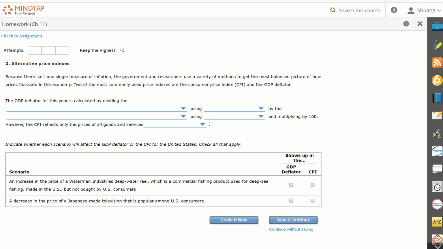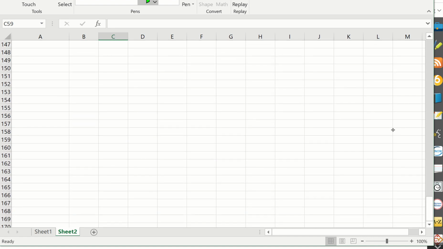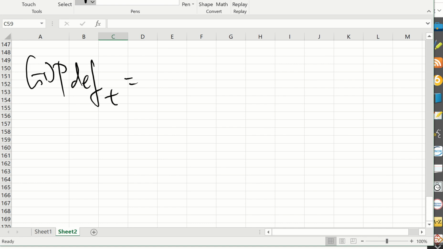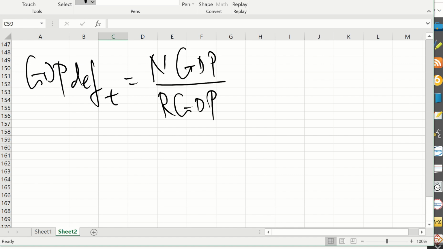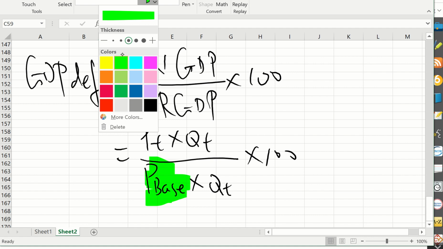Now, just a little review from what you learned from chapter 10. Your GDP deflator at time t equals your nominal GDP divided by real GDP times 100. And then your nominal GDP, that's your current year price times current year quantity. And then real GDP is your base year price times current year quantity. So the differences: one's a base year, the other one is measured in your current year.